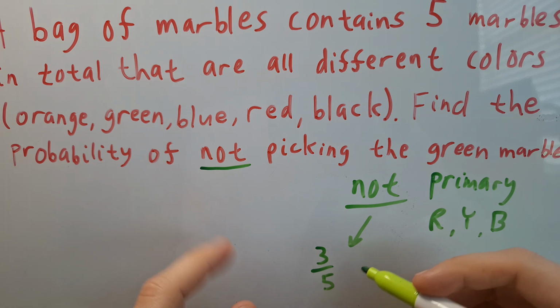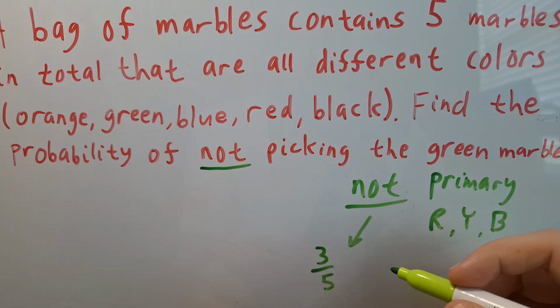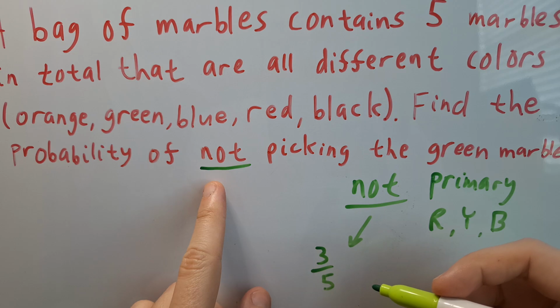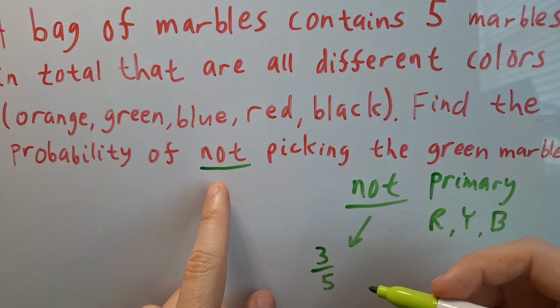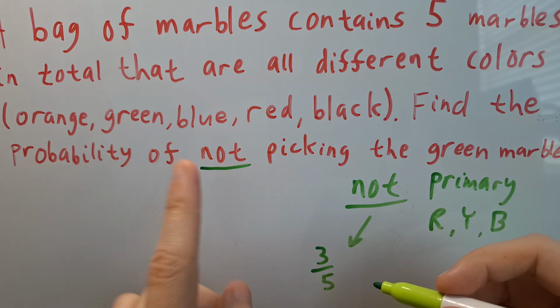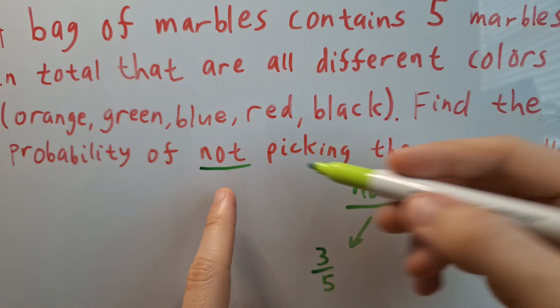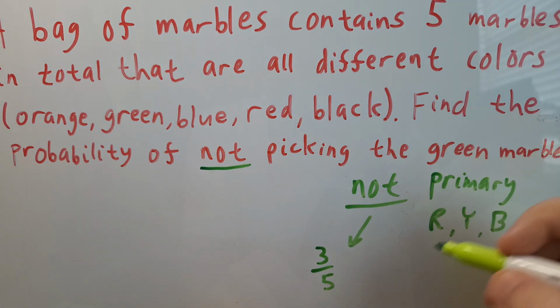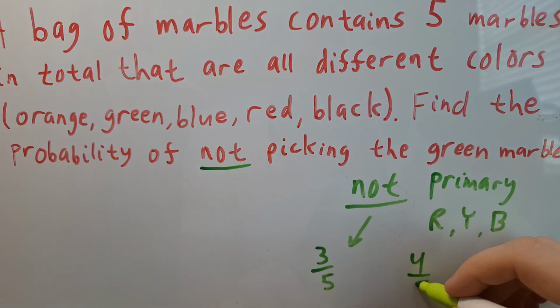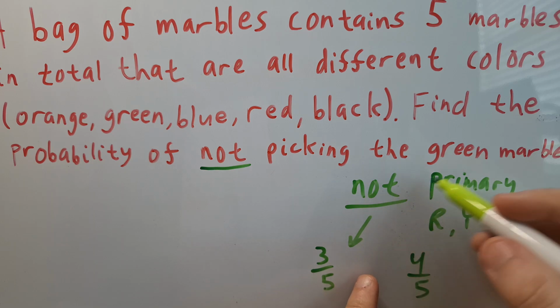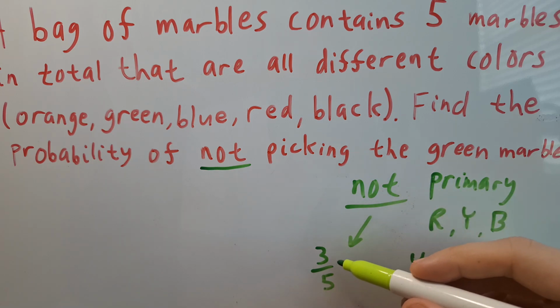That's the difference between finding probability and then finding its complement. Finding the complement means the probability of outcomes not in the event. So not picking the green marble, which was 4 over 5, versus not primary colors, which was 3 over 5.